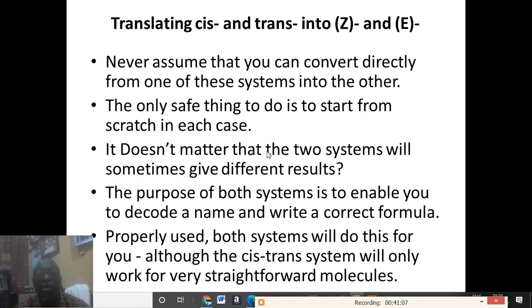It doesn't matter that the two systems will sometimes give different results. The purpose of both systems is to enable you to decode a name and write a correct formula. Properly used, both systems will do this for you, although the cis-trans system will only work for straightforward molecules. The cis-trans system does not work for all the molecules, but the EZ will work for all molecules.